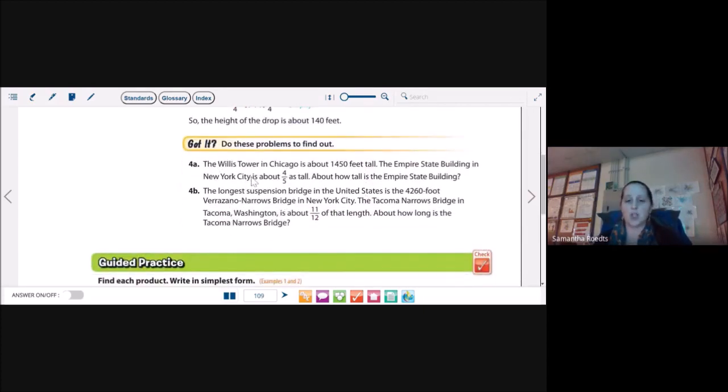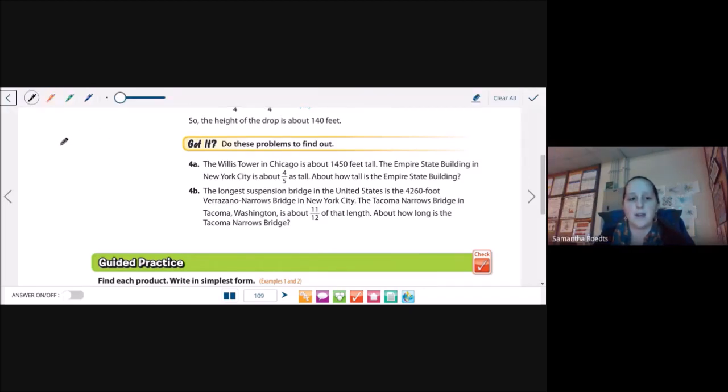All right, so let's try it. The Willis Tower in Chicago is about 1,450 feet tall. The Empire State Building in New York is about 4/5 as tall. About how tall is the Empire State Building? So I'm going to multiply 1,450 over 1 times 4/5. We know that we can simplify. 1,450 divided by 5 is 290. So that's 1. And I multiply by 4, which gives me 1,160 over 1, so just 1,160.